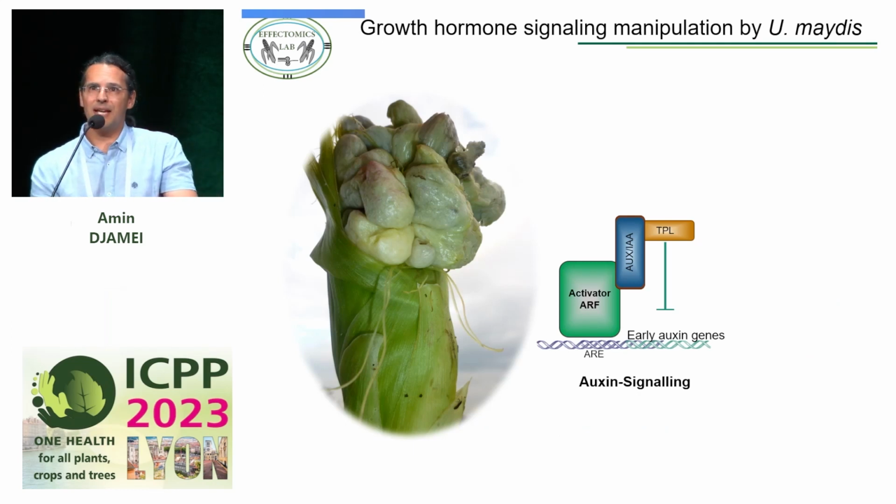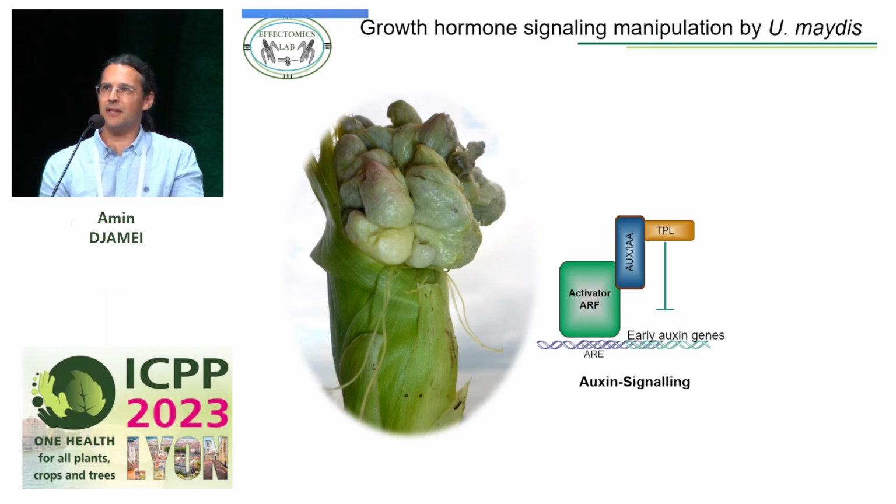Another screen which I would like to point out was targeting the question, how does Ustilago maydis cause these dramatic galls? How is this growth controlled or misregulated? One key hormone signaling pathway in plants for growth is obviously auxin signaling.